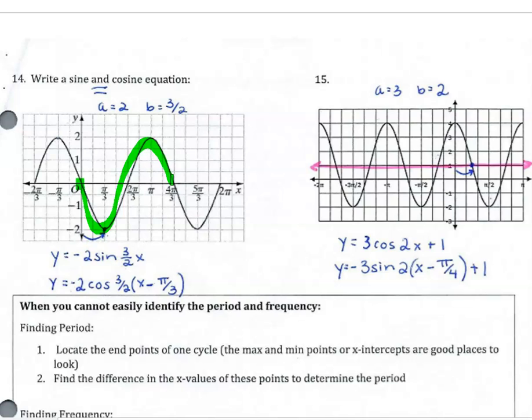So, with that being said, when I look at this, I have an amplitude of -2. And it's going down first, which is why you're seeing a negative in front. Okay, now how many cycles are we seeing in 2 pi units? Well, I see 1 and a half, which is why you're seeing 3/2 or 1.5 there for our frequency.